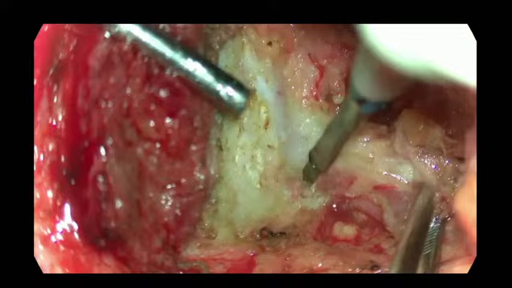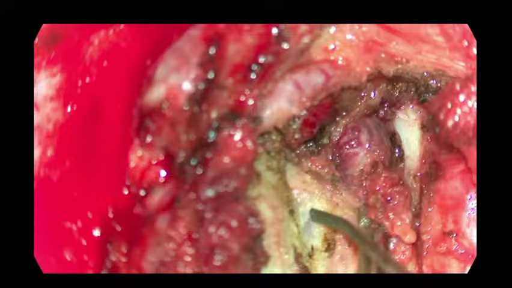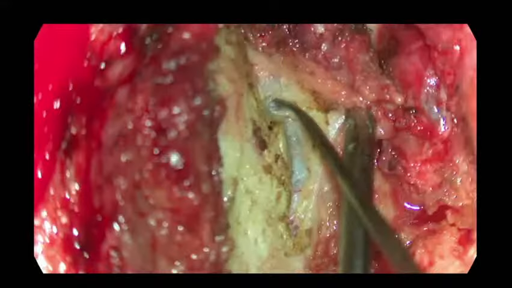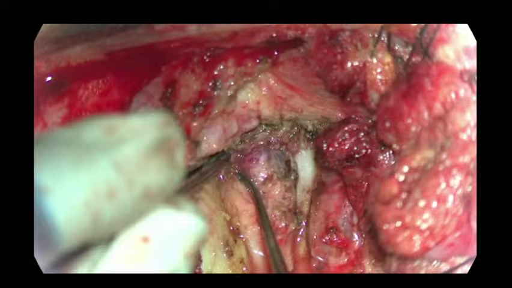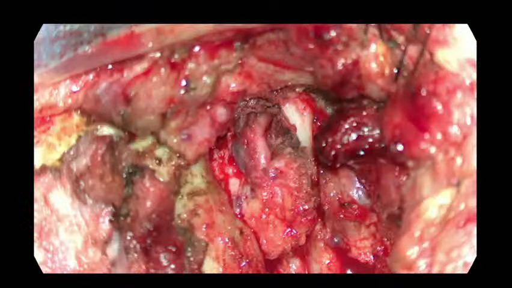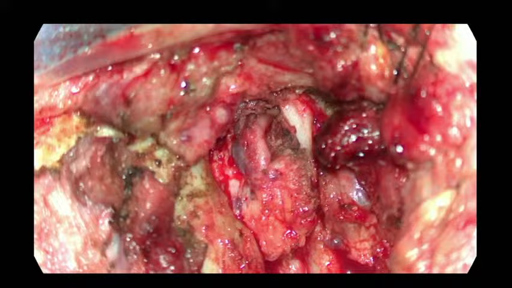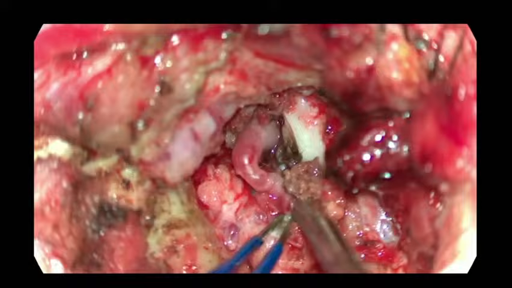This is the head end, this is the C1 arch here, this is the vertebral artery, this is the lateral aspect, this is the medial aspect, and this is the foramen magnum margin, which is being dissected. Then coming to the lateralmost aspect of the lateral mass of C1, the vertebral artery is being dissected in its bony canal. This is the part of the vertebral artery which will become intradural. This is the part which will go into the foramen transversarium. The entire vertebral artery is being dissected out.